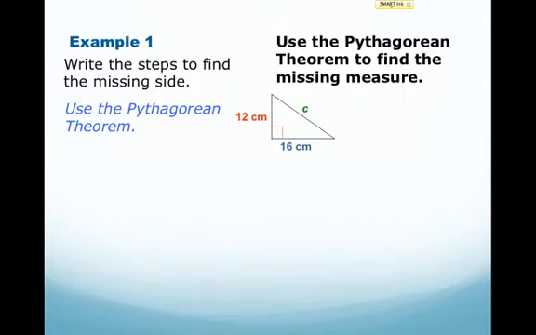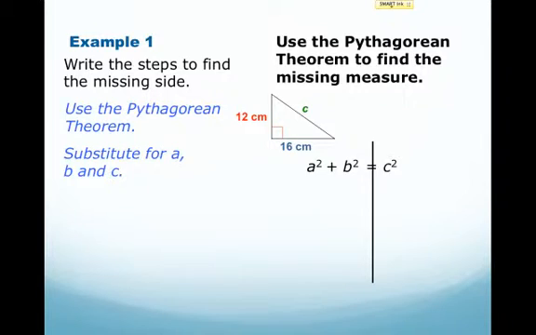So we're going to use the Pythagorean Theorem to solve this. Remember, it's a squared plus b squared equals c squared. We're going to substitute a, b, and c into this equation to solve it. And since the smaller sides are 12 and 16, we're going to plug those in for a and b, and we're going to solve for c, which is the longest side.